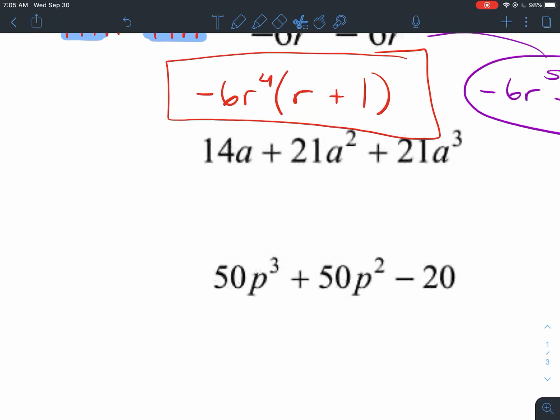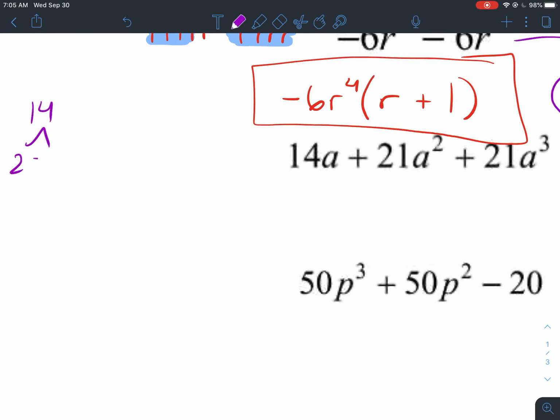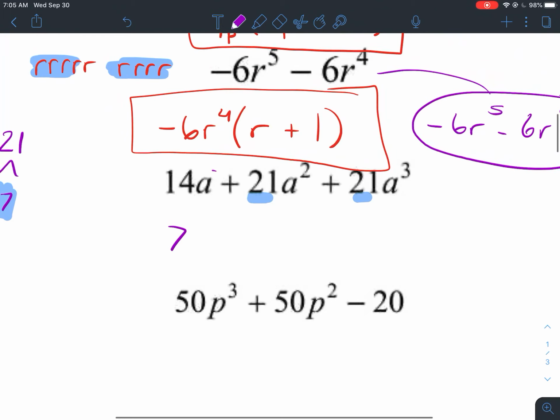So we got 14 and 21. Since we have two 21s, we can treat them the same for the time being. So we got 14, which I'm going to break down into 2 and 7. And then I've got 21, which is going to be 3 and 7. So since the 21 is there twice, I'm just going to write it out once. That tells me that I can pull a 7 out of both. Then if I look, right, this guy has 1A, this guy has 2 A's, this guy has 3 A's. The most A's I can take out is just 1. So 7A is going to be my greatest common factor.